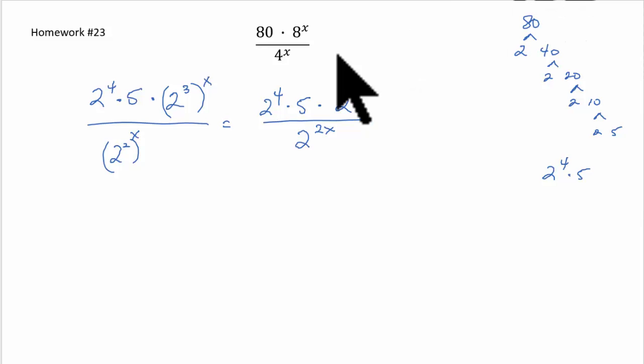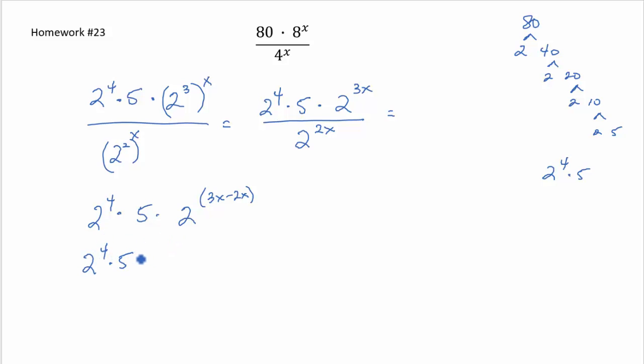Now check this out. When you're dividing, you can subtract the exponents, right? So if I have 2 to the 2x here and 2 to the 3x here, that's 3x minus 2x. So I can rewrite that as 2 to the 4th power times 5 times 2 to the 3x minus 2x. And that gets rid of what's in the bottom. So that's 2 to the 4th times 5 times 2 to the x, because 3x minus 2x is x.